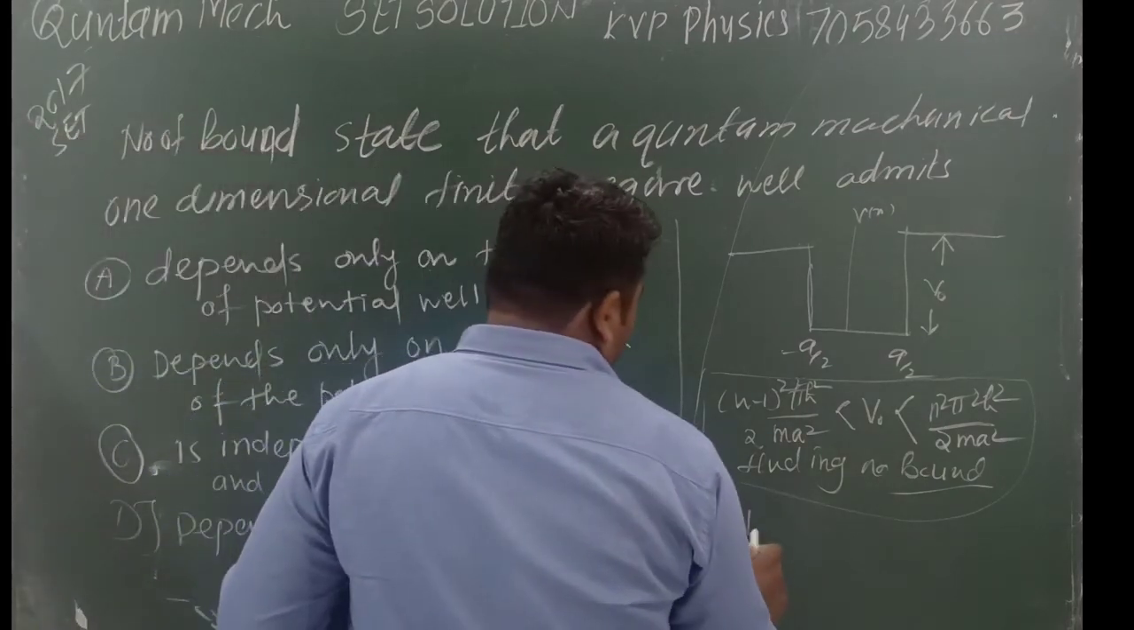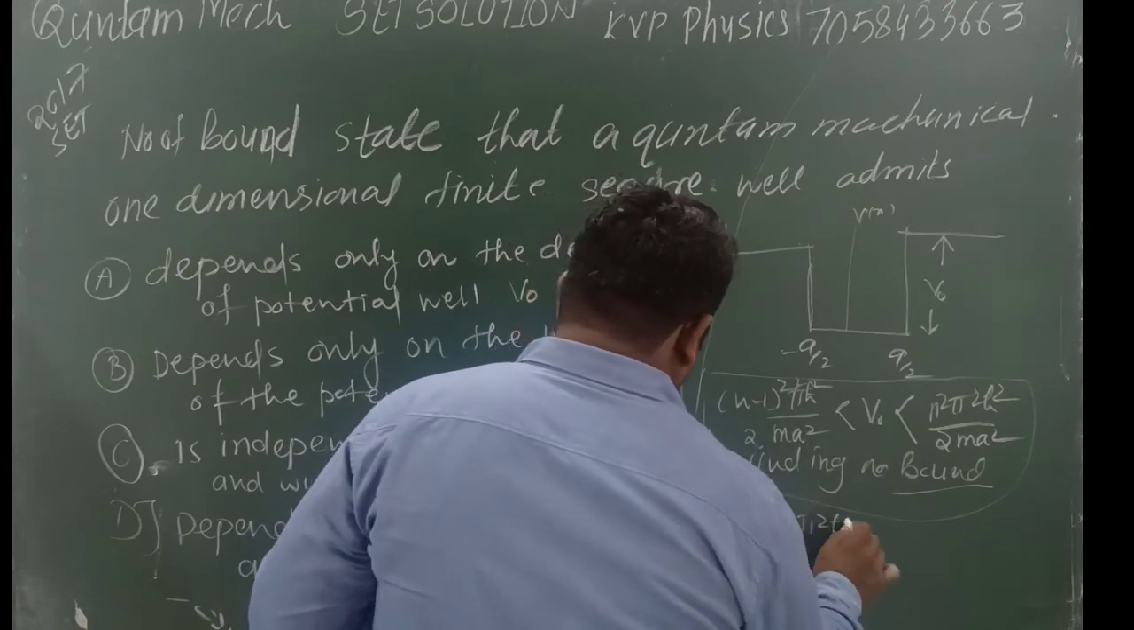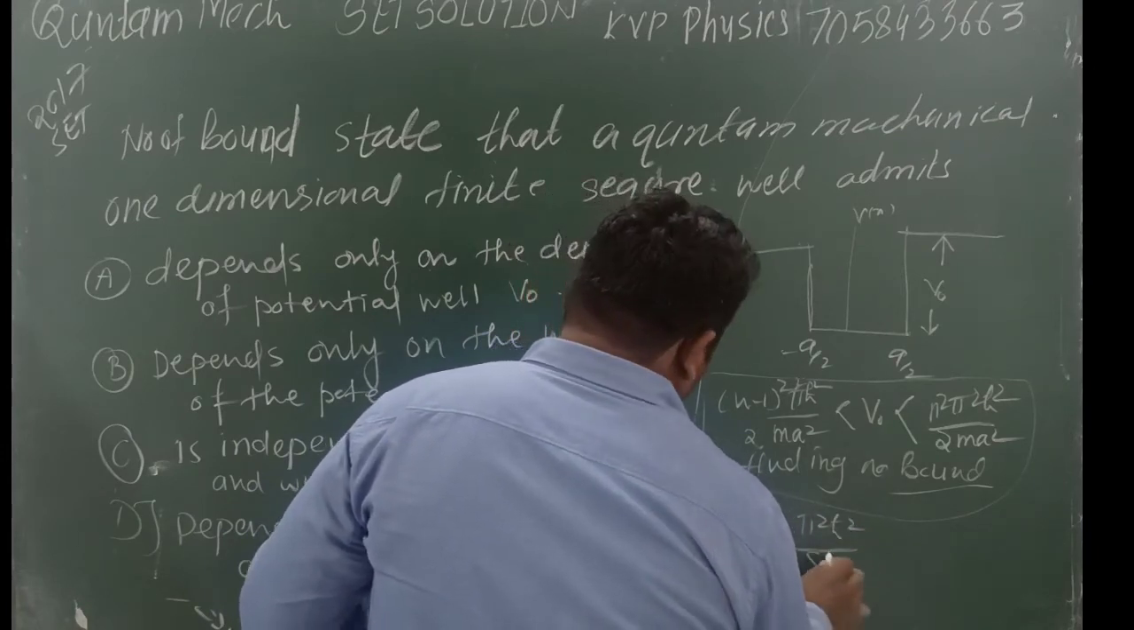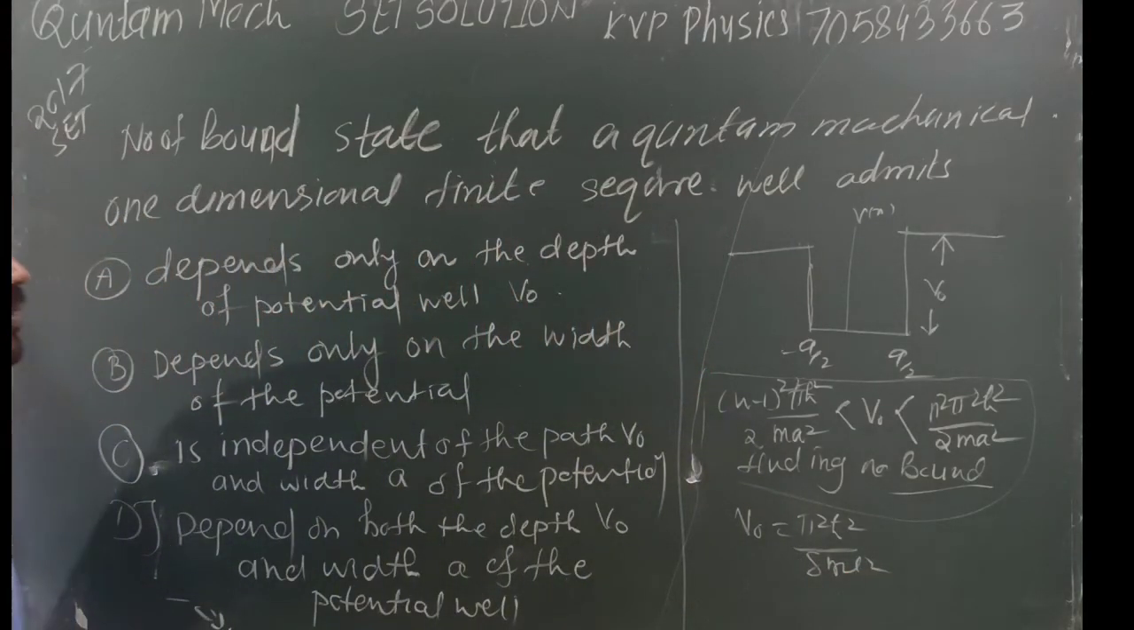Our potential V naught formula is equal to how much? V naught is equal to pi square h cross square upon 8 m a square. This means the potential depth depends upon it. This is the formula for the depth, for finding the number of bound states. It means the number of bound states totally depends upon the depth as well as the width.